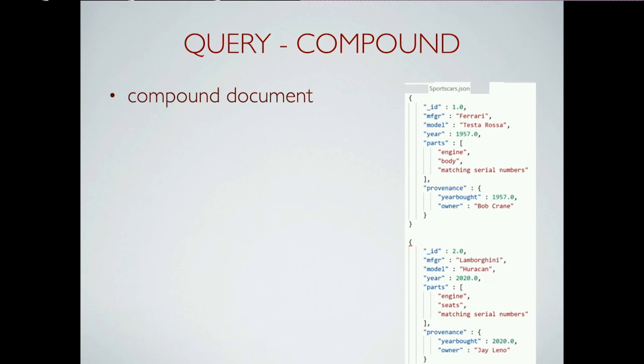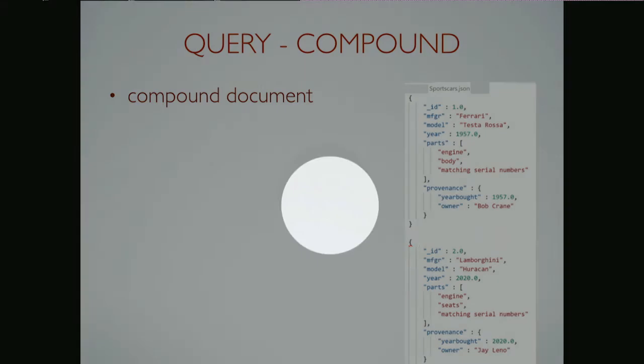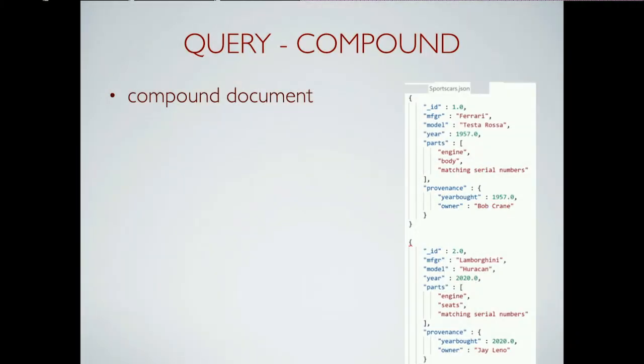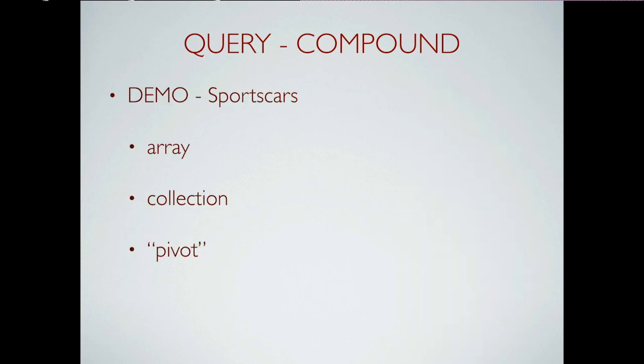So now I've got a compound document. In this case, I have both an array and an embedded document, right? Because this is a little more typical, right? And they're not going to be all very, very simple. So provenance, if you're not familiar with cars, just means where the car came from. And for your average Volkswagen Beetle, it's not such a big deal. But if you're buying a car that Johnny Cash owned, it goes up in value because Johnny owned it, that kind of thing. Okay. So we'll look at an array and a collection and a pivot.